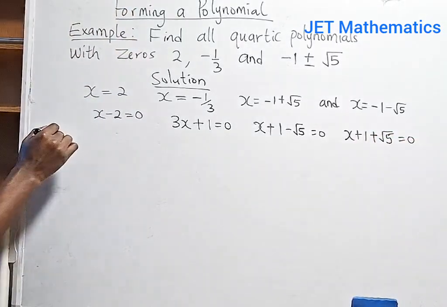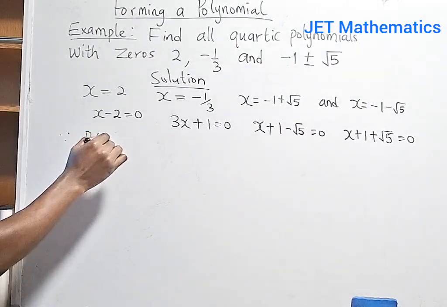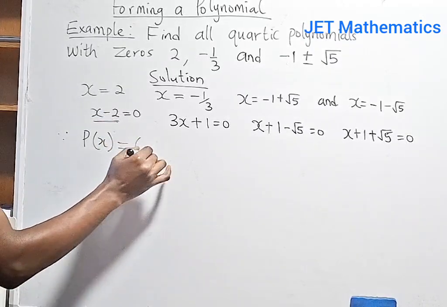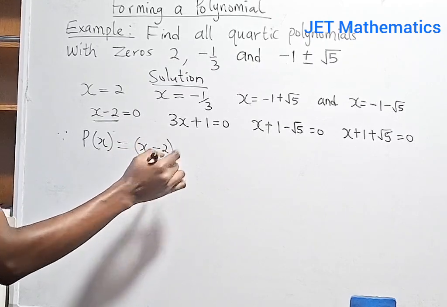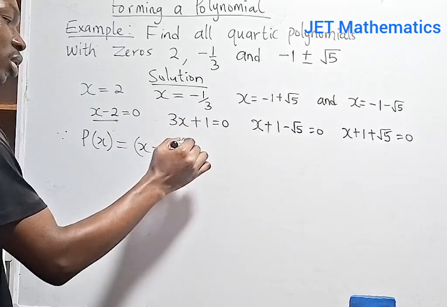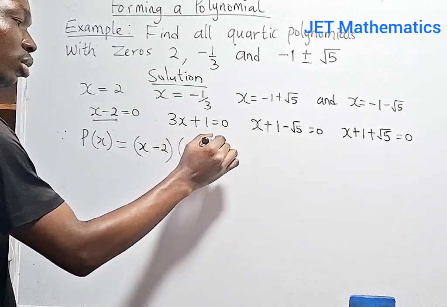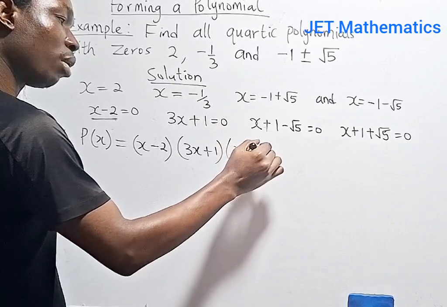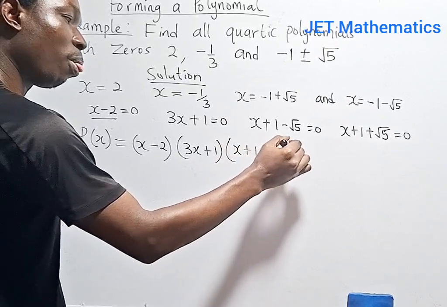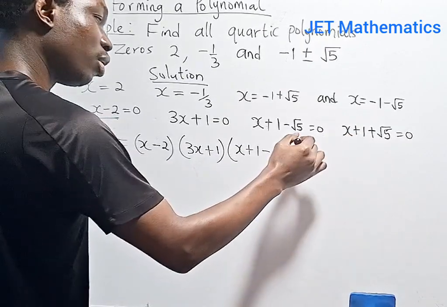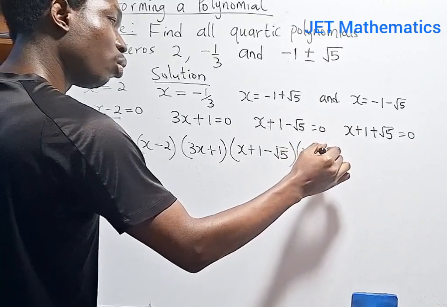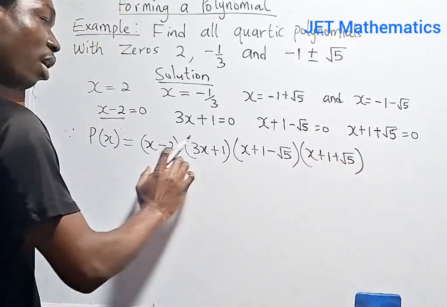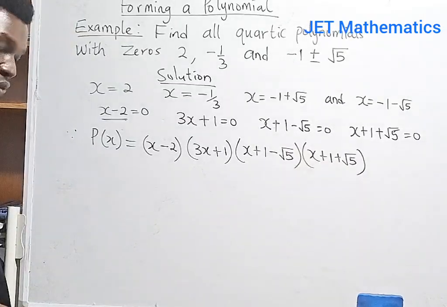Okay, so therefore the polynomial p of x will be equal to, now remember this is a factor, so you now have x minus 2. This also is a factor, this is 3x plus 1. This also is a factor, which is x plus 1 minus root 5. And then this also is a factor, which is x plus 1 plus root 5. Alright, so we have all these four factors.